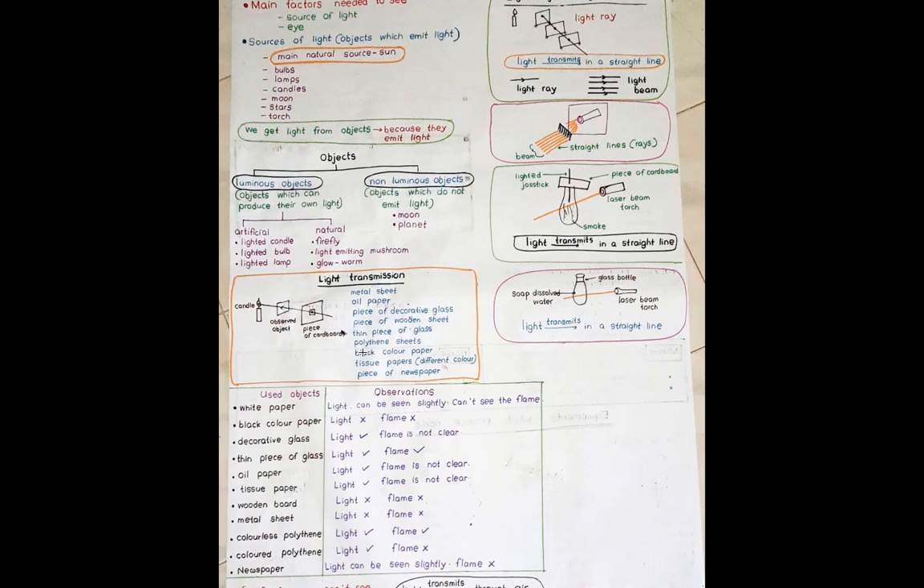Tissue paper. Take a tissue paper. You have tissue papers that come in different colors. So once you keep a tissue paper, you can see the light, but the flame will not be clear. Depending on the color, you can't see the flame clearly. You can see that there is some light, but we can't see the flame clearly.